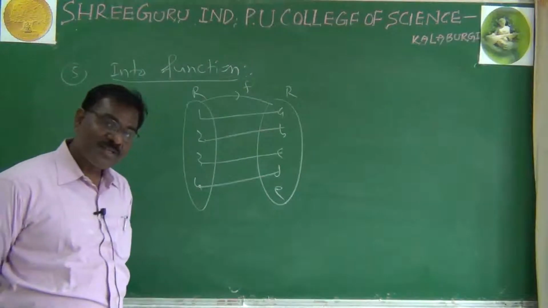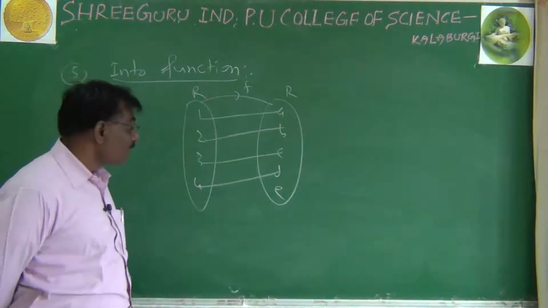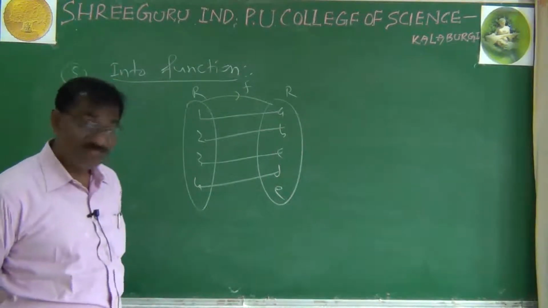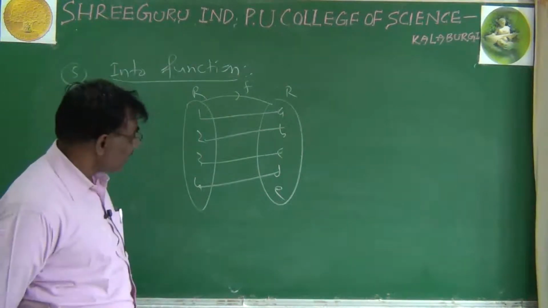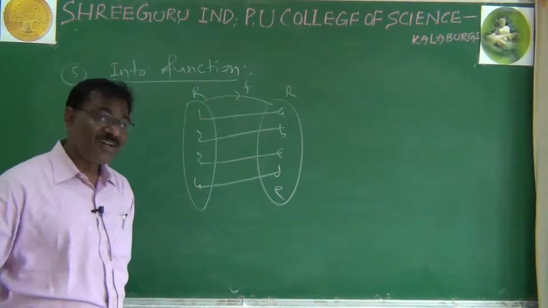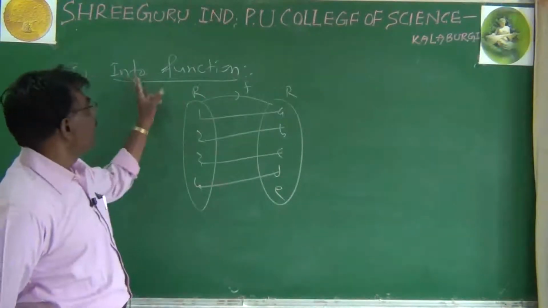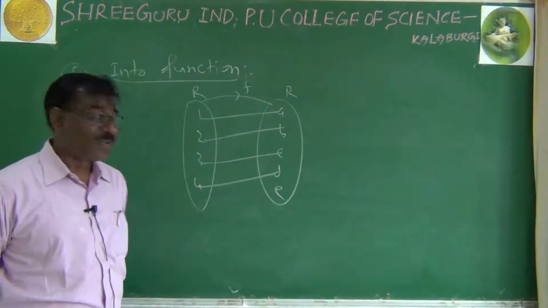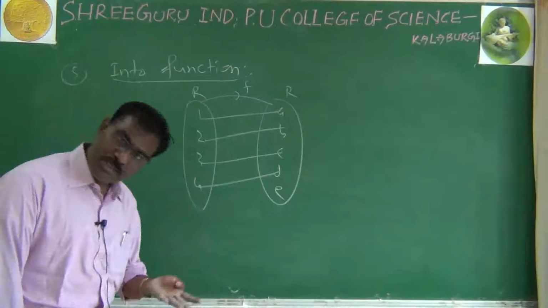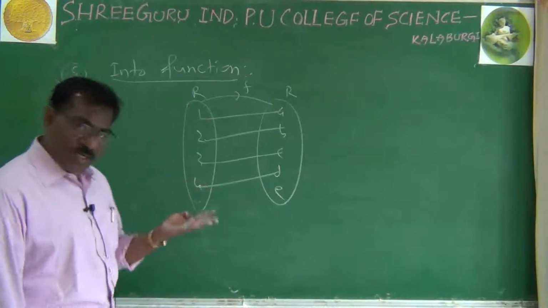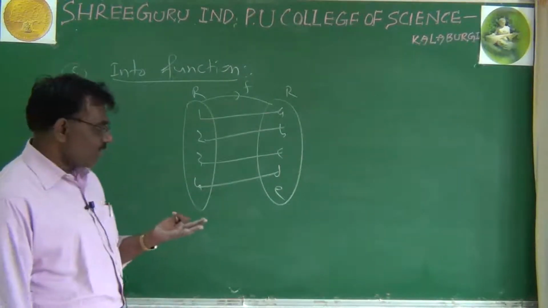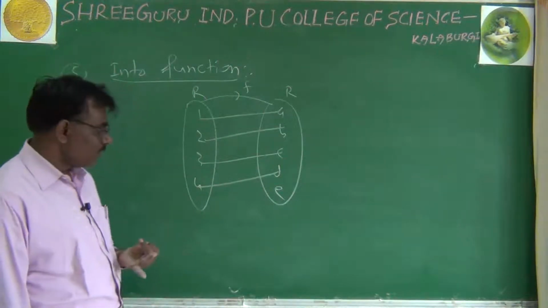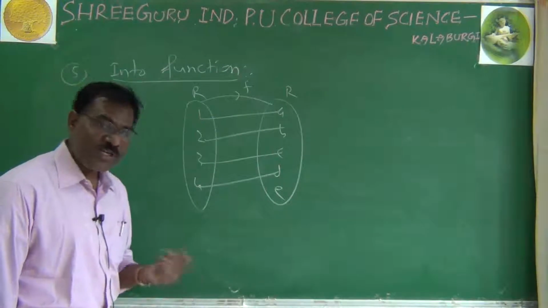Yes. Why is it a function? All are different, all have unique images. Is it one-one? Yes, one-one. Is it onto? No, not onto. It is called into. Repeat once again: function, yes; one-one, yes; onto, no. Not onto means it is called into.